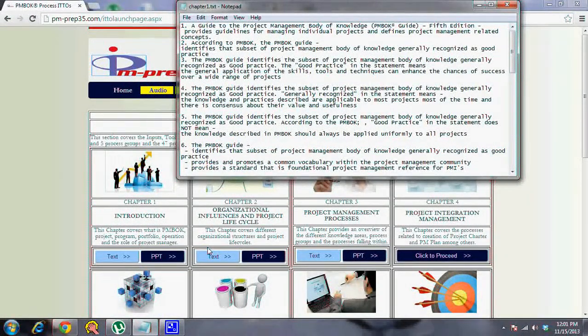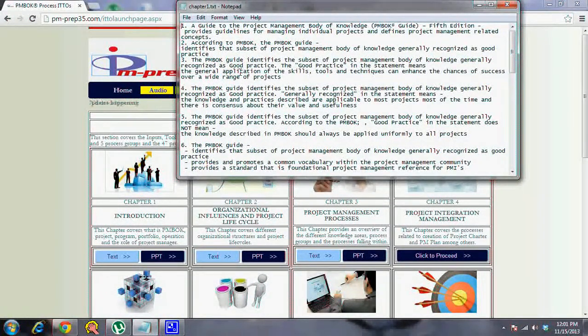So let me start with the first point. These are sort of a recap of chapter 1. The first point: A Guide to the Project Management Body of Knowledge, 5th edition, provides guidelines for managing individual projects and defines project management related concepts.